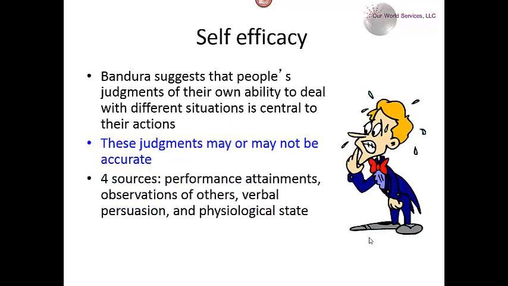There was a researcher, Bandura, who suggested that people's judgment of their own ability to deal with different situations is central to their actions. The judgment may or may not be accurate, but they use four sources. They will observe others. They'll listen to verbal persuasion. Their psychological state, in other words, their state of well-being, and they also want to achieve performance attainments. All of this falls into their self-efficacy.